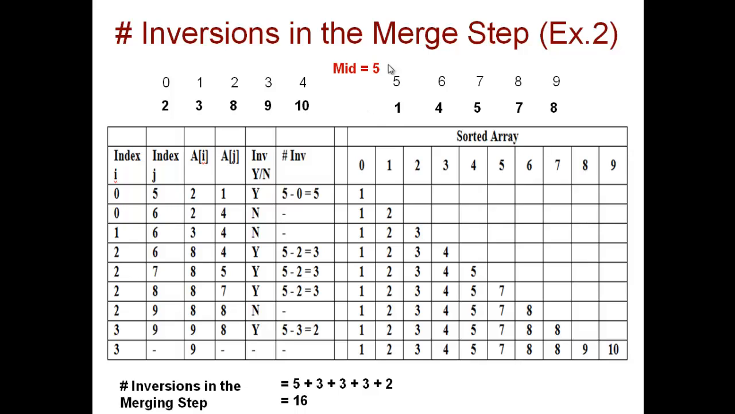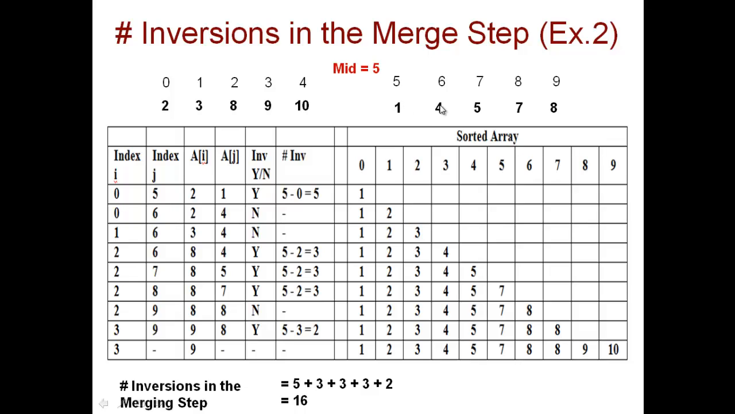How many inverted pairs? So i is 0, mid is 5. So 5 minus i, 0, is 5. So the 5 inverted pairs can be determined here. So 2 1, 3 1, 8 1, 9 1 and 10 1 are the 5 inverted pairs. That's the number of inversions. So write down 1 and then move on.